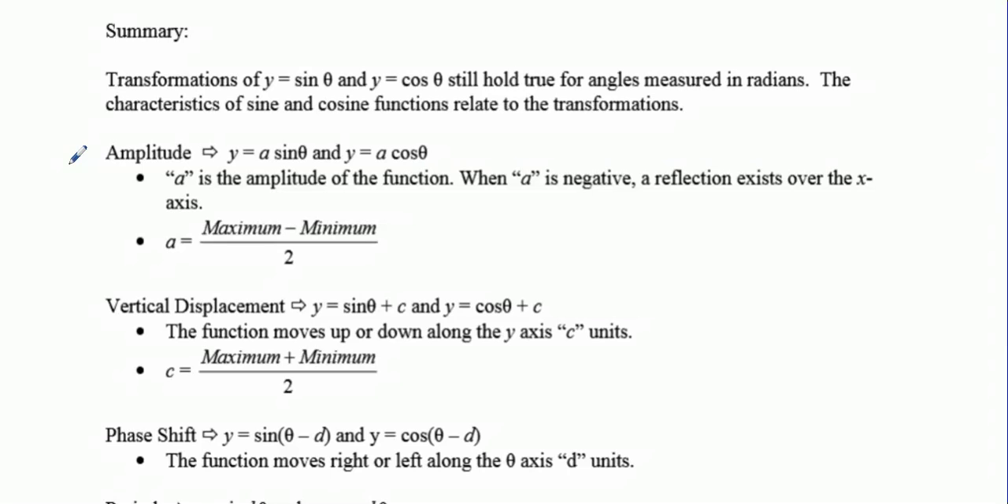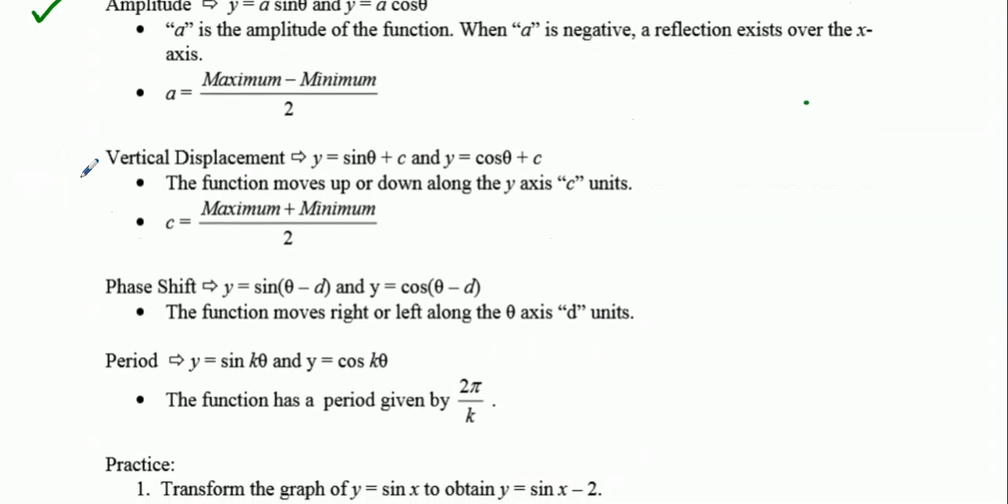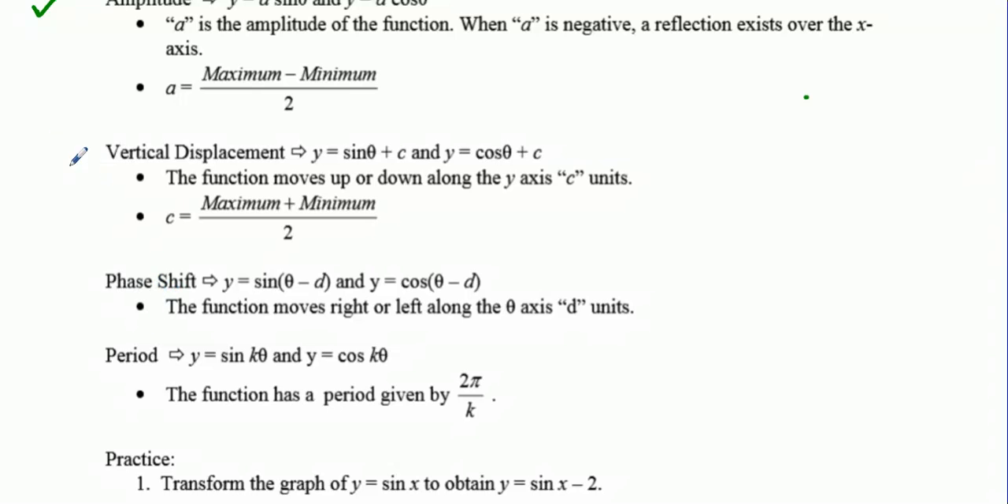So all transformations you explored for theta in degrees hold true for angles in radians. And so you should already know the amplitude. This is just review. Amplitude is the distance from the equation of the axis to the max or the min. The formula for amplitude is max minus min divided by 2, when we use the variable a. Vertical displacement, that's when you're shifting up or down, and your formula is c equals max plus min divided by 2, and that one we use c for.